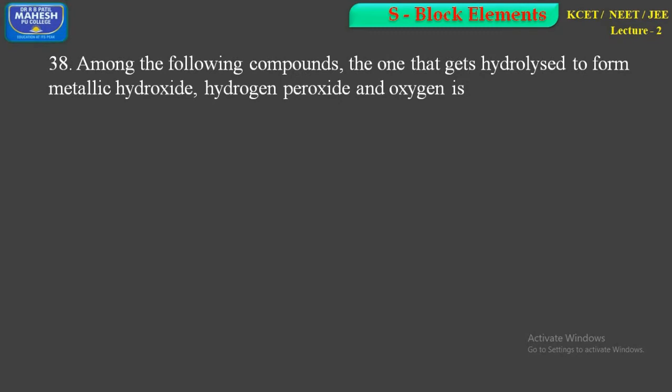Question 38. Among the following compounds, the one that gets hydrolyzed to form metallic hydroxide, hydrogen peroxide, and oxygen is options. Option A, sodium oxide, option B, sodium peroxide, option C, lithium oxide, and option D, potassium superoxide.